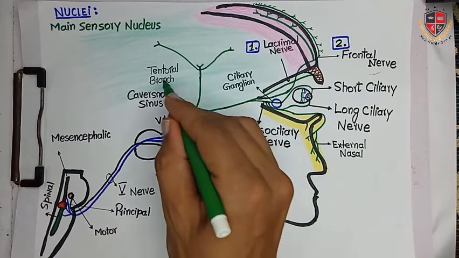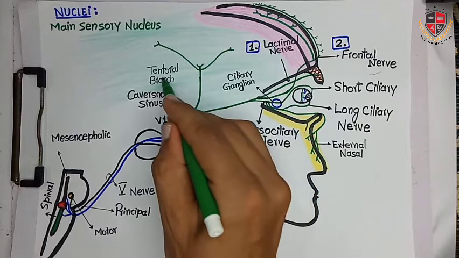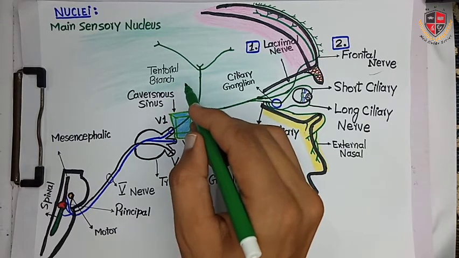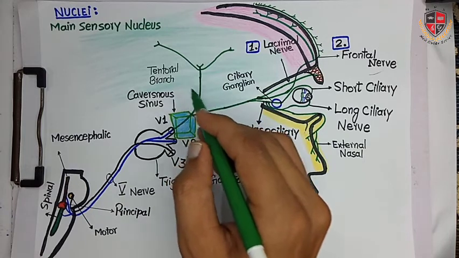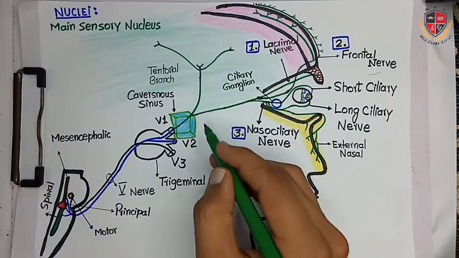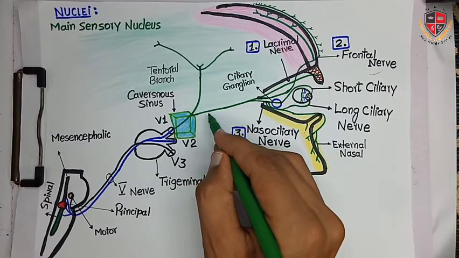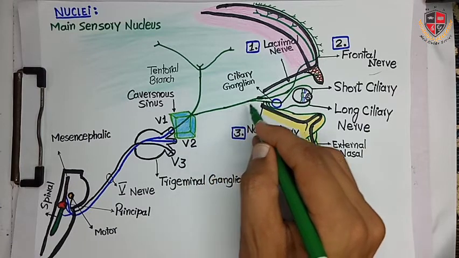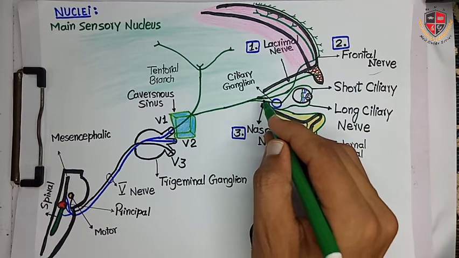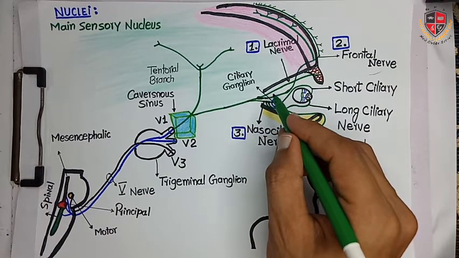The first branch is the tentorial branch, and the tentorial branch gives fibers to the tentorium cerebelli. These are the tentorial branches. Now the ophthalmic division goes forward. After passing through the superior orbital fissure, it gives three main sensory branches.